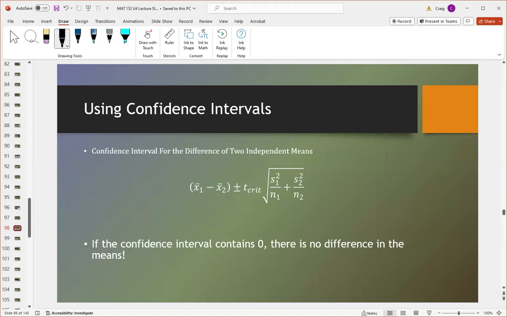If we want to find the confidence interval for the difference of two independent means, we have our mean difference plus or minus our margin of error. It's just calculated slightly differently, but it's very similar to the t-values we just calculated. If the confidence interval contains 0, then you're not going to have a difference in the means. In other words, no significant difference, because that means that the mean difference could be 0. If 0 is outside of the interval, then there would be a significant difference.